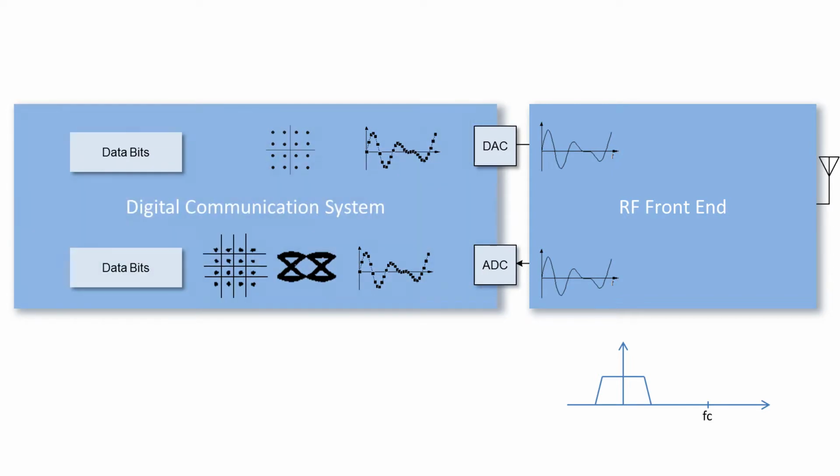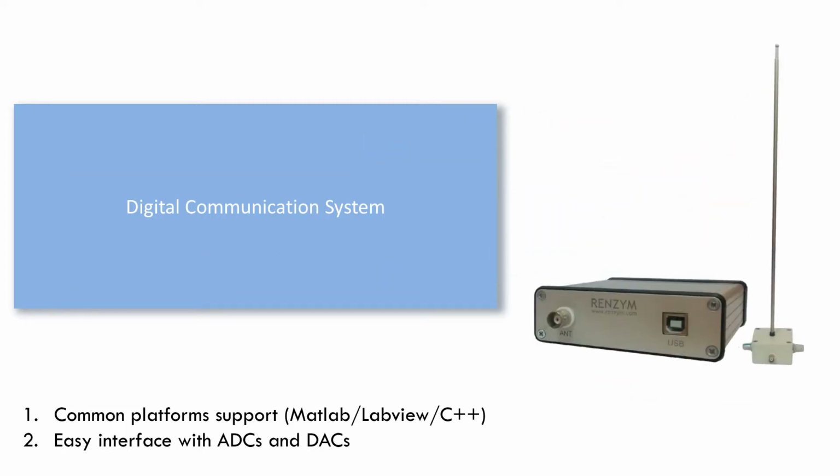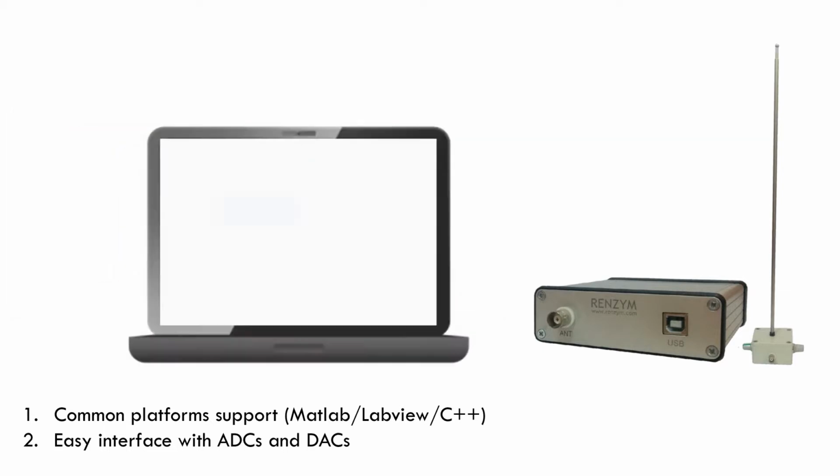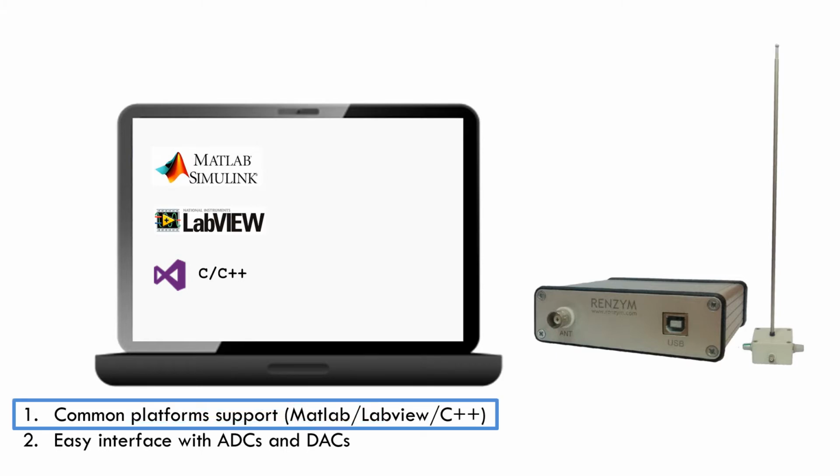Ideally, to learn the digital communications part of the system, the student should have the flexibility to implement algorithms on commonly used tools like Matlab or LabVIEW, and an easy interface with ADCs and DACs. To simplify things, we developed SCK30, which replaces the RF front end and is very easy to interface with a PC, where the digital part is implemented. Algorithms can be implemented on the PC using Simulink blocks or writing Matlab script. They can also be implemented on other common platforms like LabVIEW or C++. That takes care of the first part of the problem.